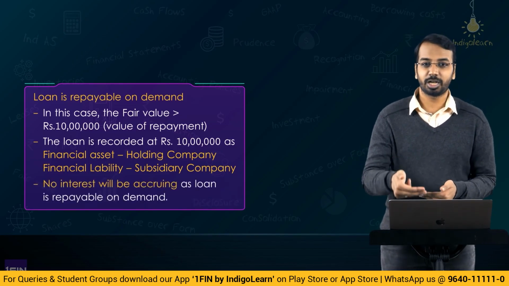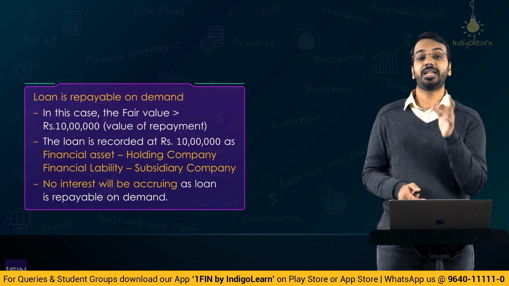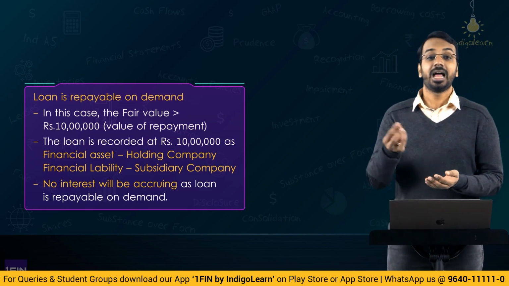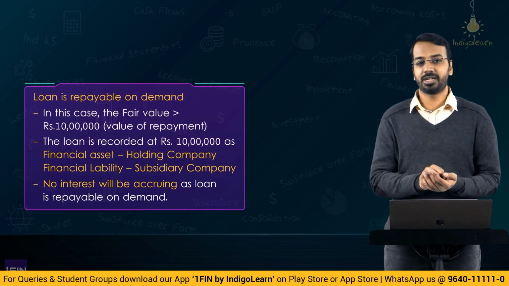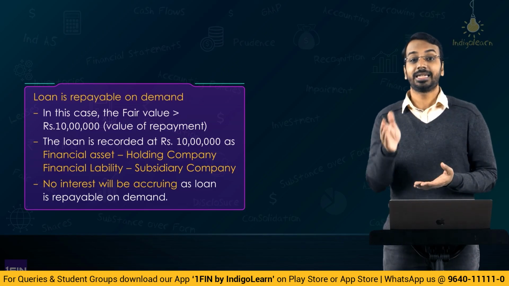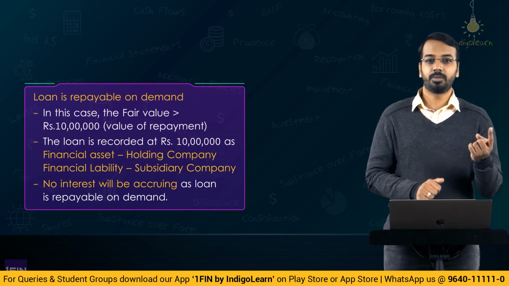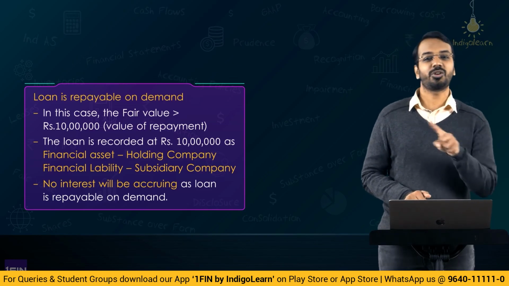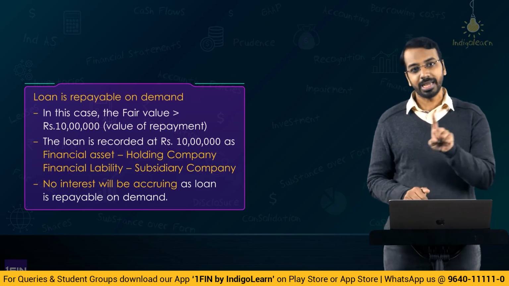There will not be any interest accruing on this because it is an interest-free loan. I cannot say on 10 lakhs, hypothetically, I will add 10% rate of interest. What will happen in that case? If I add hypothetically 10% rate of interest, 10 lakh will become 11 lakh after 1 year. But will the entity get 11 lakh? No, the entity is not getting 11 lakh. The entity is getting only 10 lakhs.